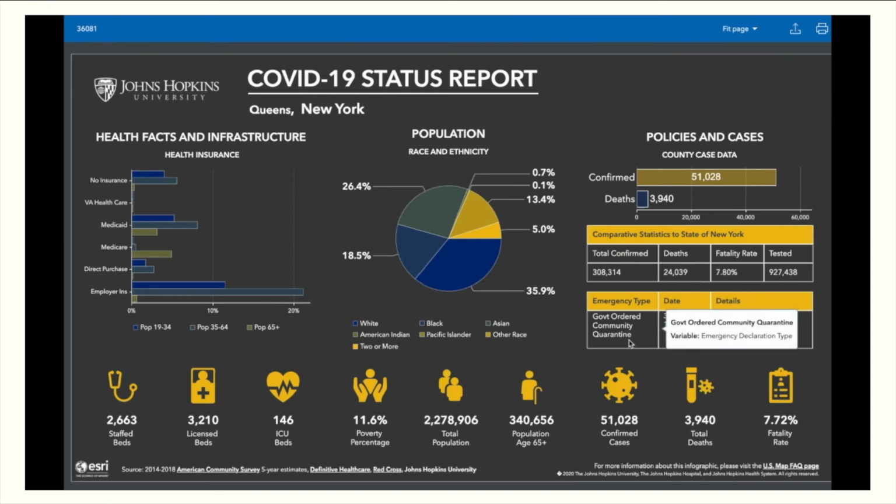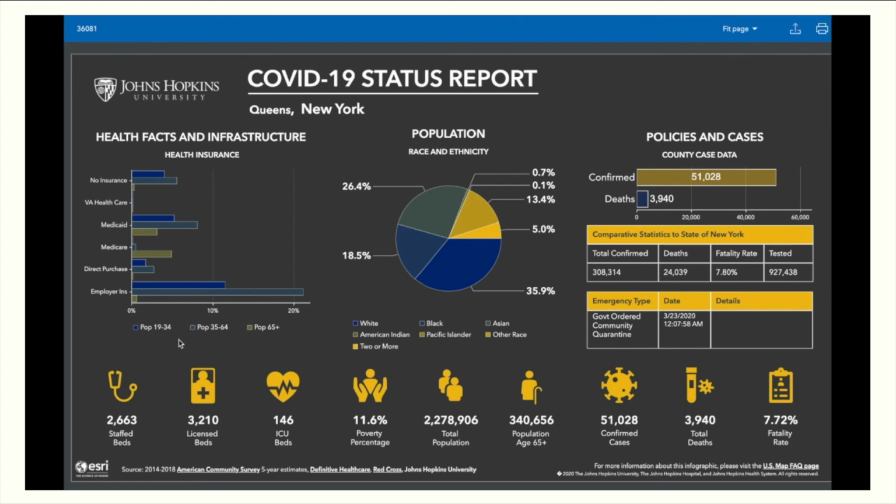And right now they are under community quarantine. And right now we are seeing a 7.72% fatality rate. And we can go ahead and head over here on the left hand side that tells us what type of insurance the patients have used.